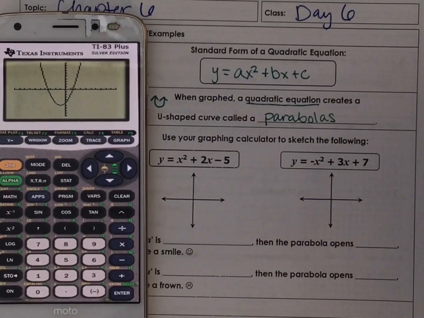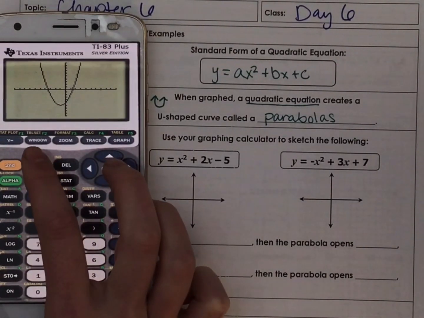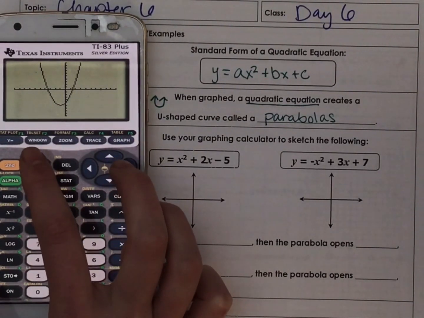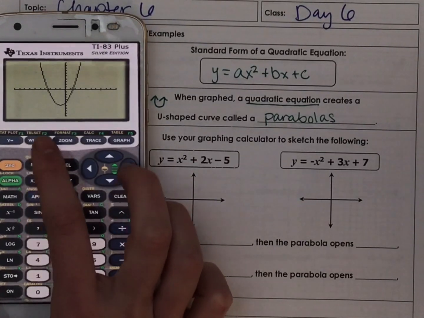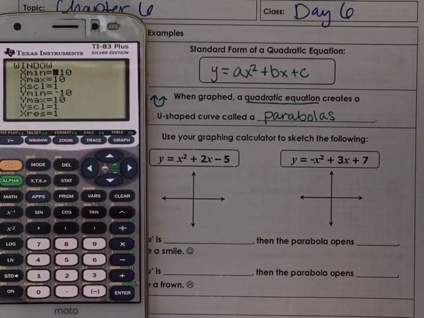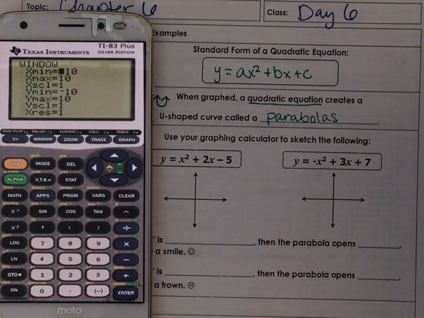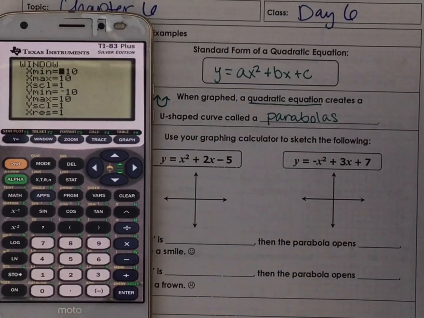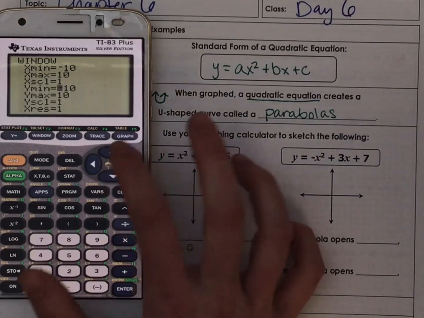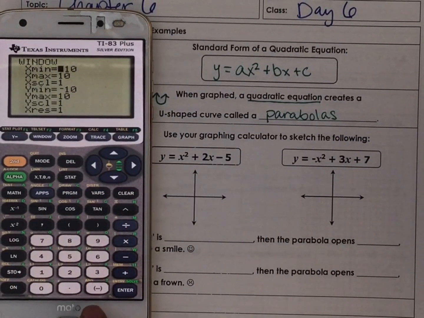Thankfully, my window is already set. Your window might not be. So let's take a look. See how this button says window right here? That's going to be the button we use to see where our graph is actually going. So if you push that button and you don't see the same numbers that I have of negative 10, 10, 1, negative 10, 10, 1, 1, you'll want to use the arrow key to go down to wherever you need to fix that, and make sure that when you type in the negative, you use the negative button right here down by the enter.